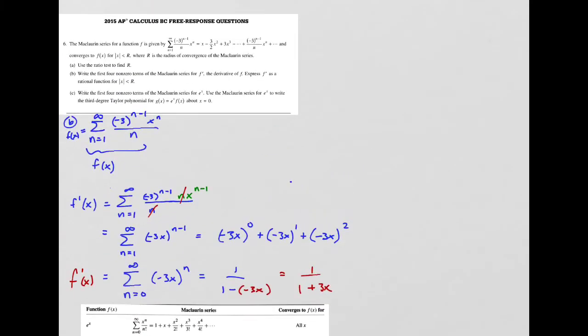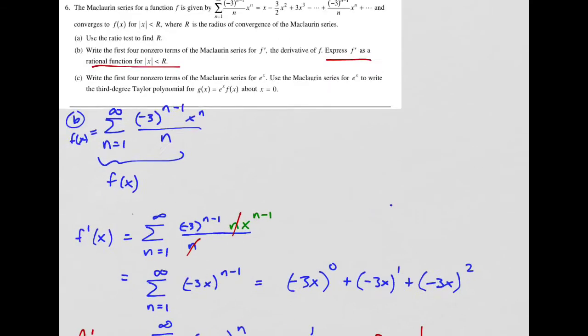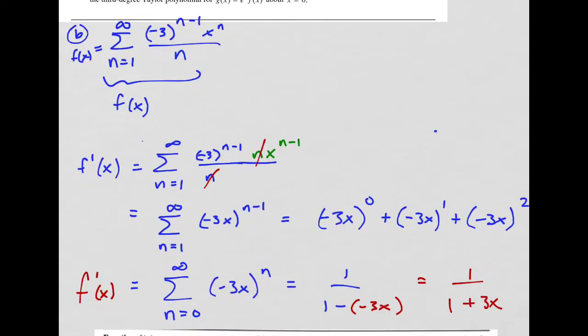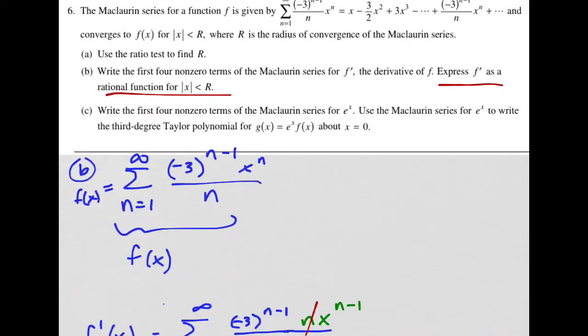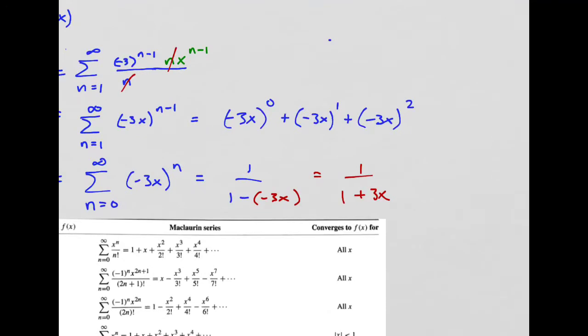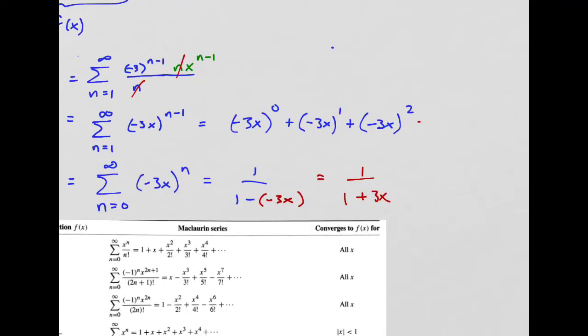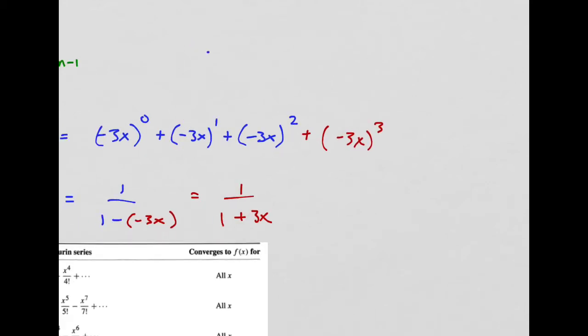But I still have to write, so that's actually the second part. Express that as a rational function. Done. Did that. The next thing I want to do is express the first, how many? First 4 non-zero terms. So I kind of started that. Maybe I'll keep going. So that would be plus, and then I'll simplify it a little bit. I don't know if I need to, but I'm going to. Negative 3x to the 3. I guess those are non-zero terms, right?